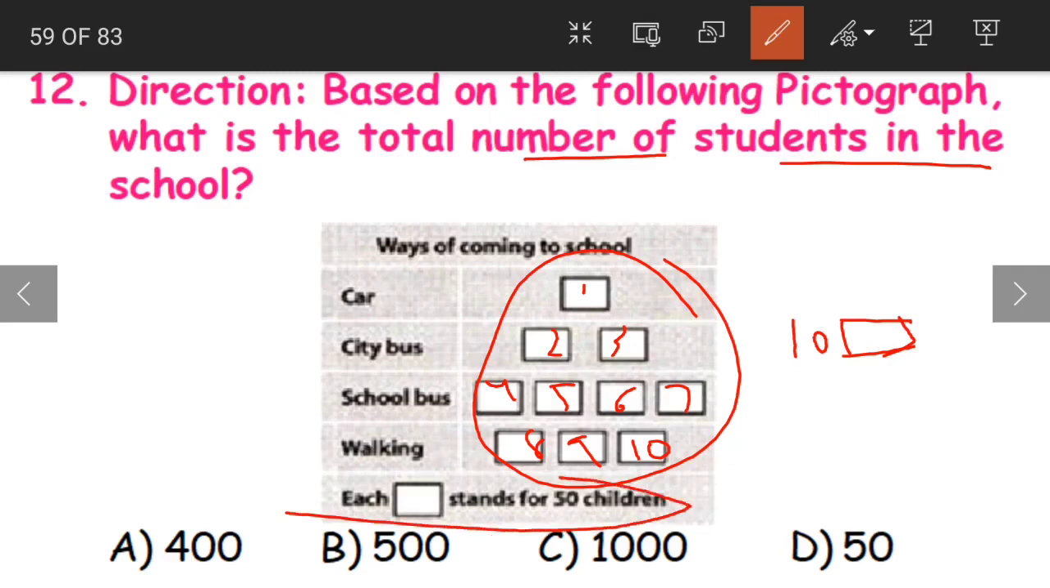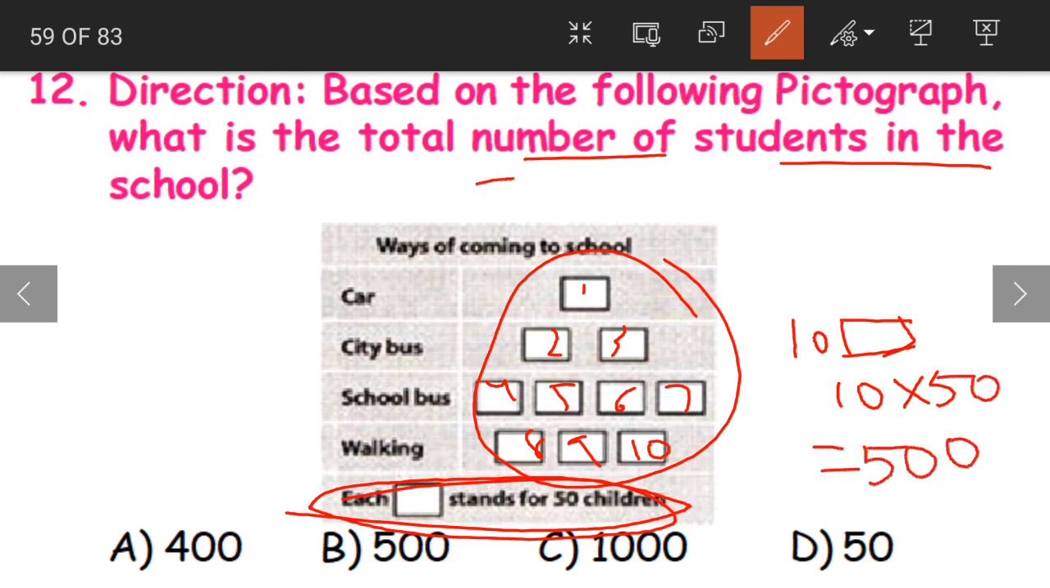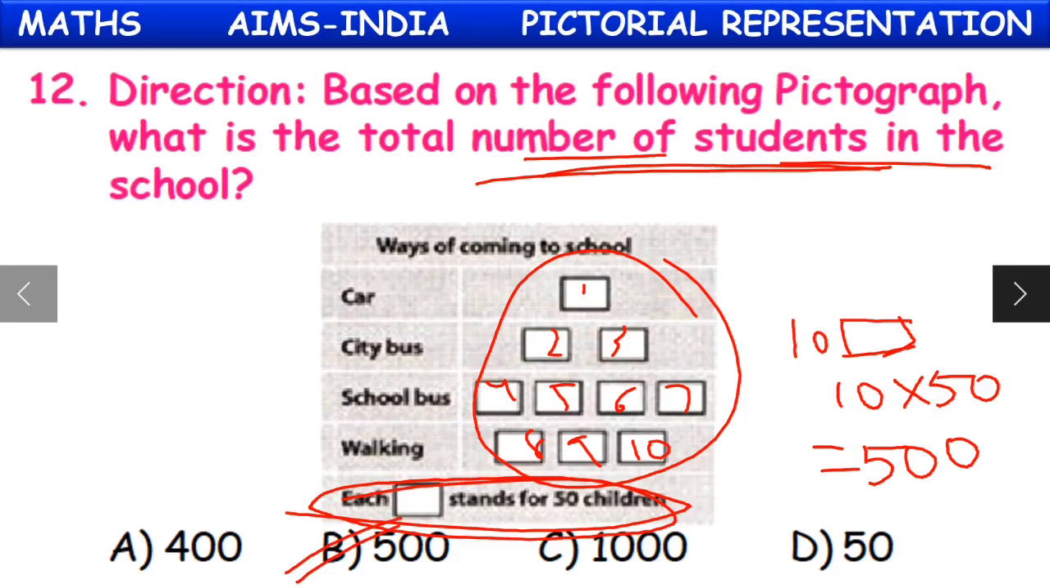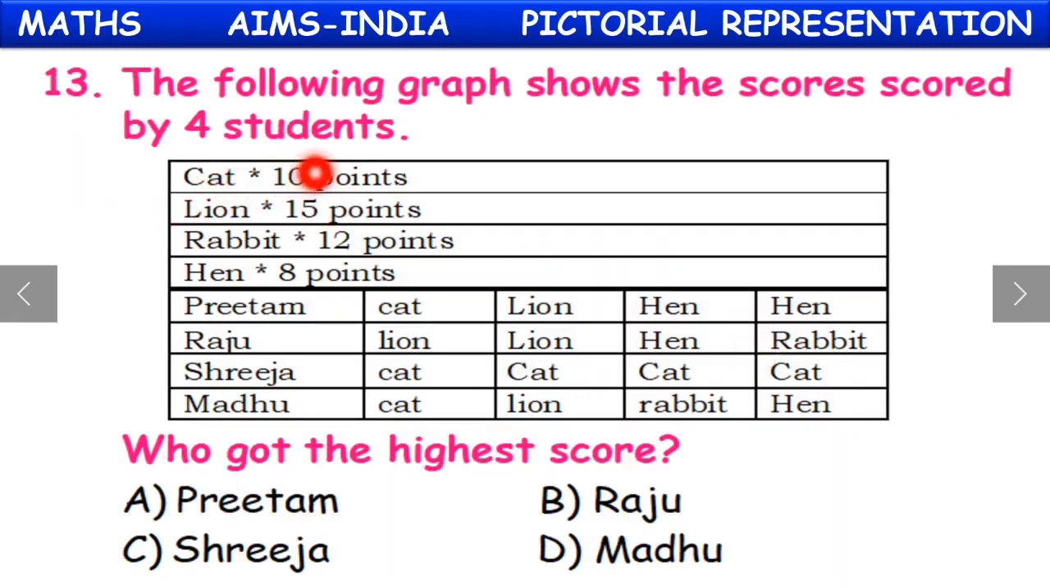But each block stands for 50 children. So we will multiply 10 by 50. 10 into 50 is equal to 500. So the total number of students in the school is how much children? Option B, 500. Next, question number 13, children.